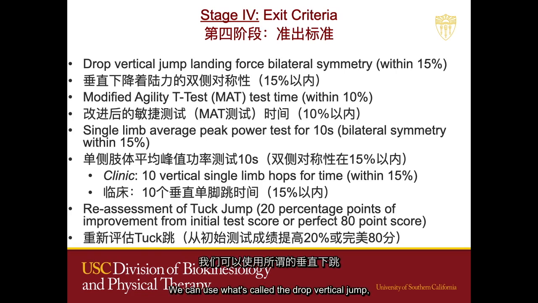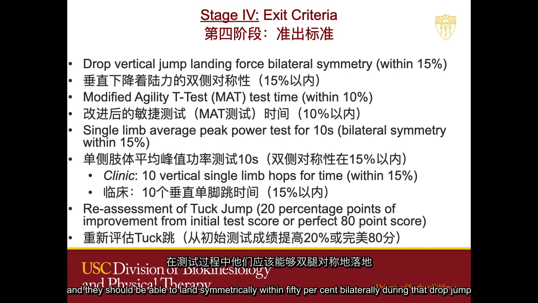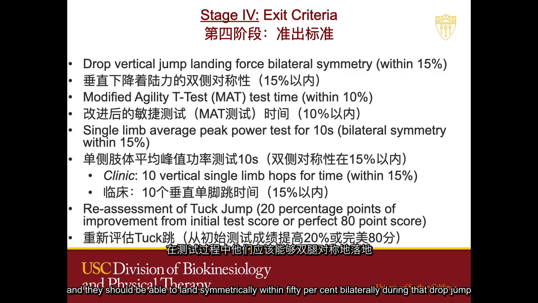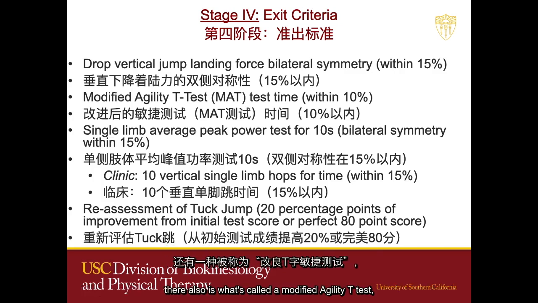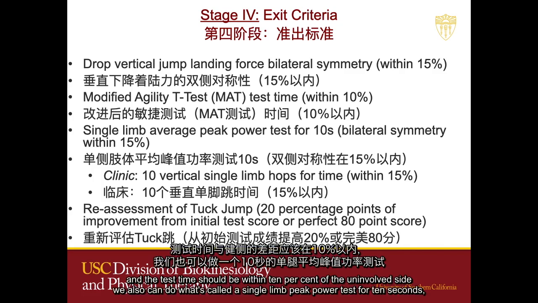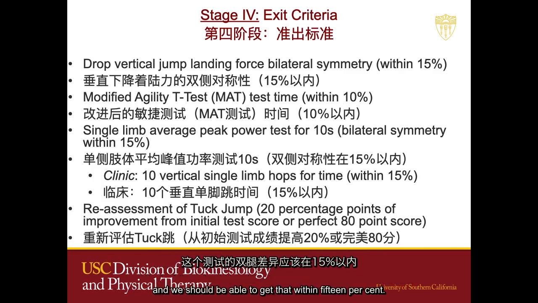We can use what's called the drop vertical jump, and they should be able to land symmetrically within 50% bilaterally during that drop jump. There also is what's called a modified agility t-test, and the test time should be within 10% of the uninvolved side. We also can do what's called a single limb peak power test for 10 seconds. And we should be able to get that within 15%.